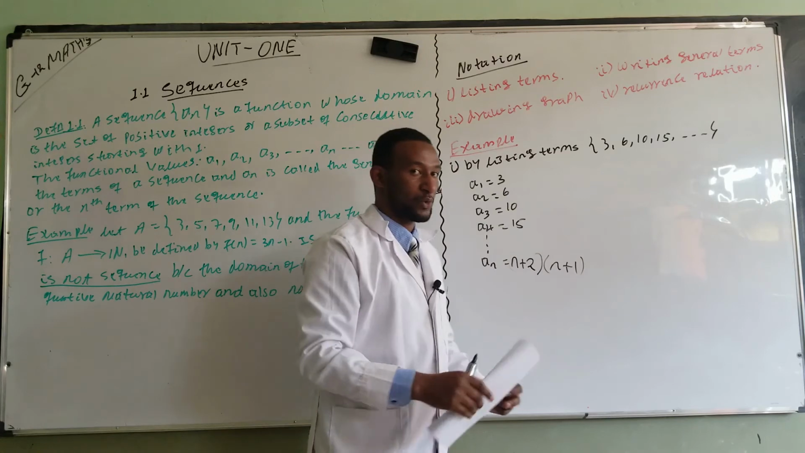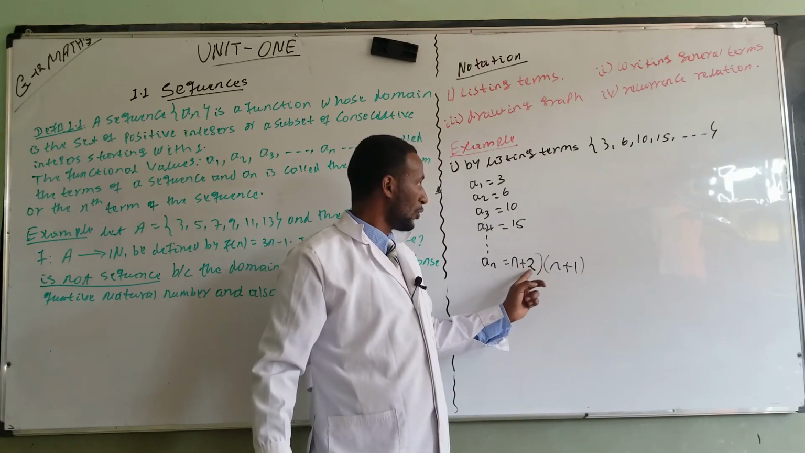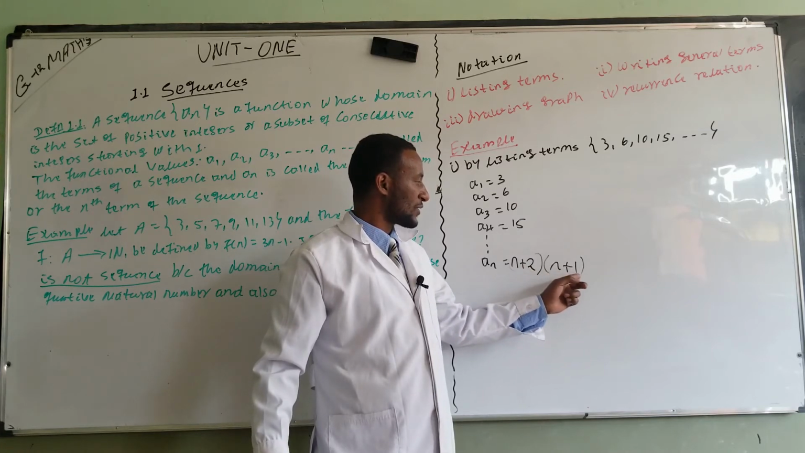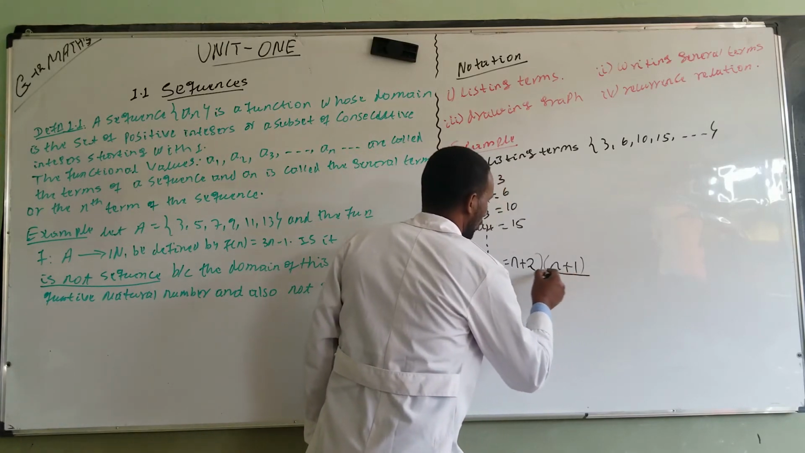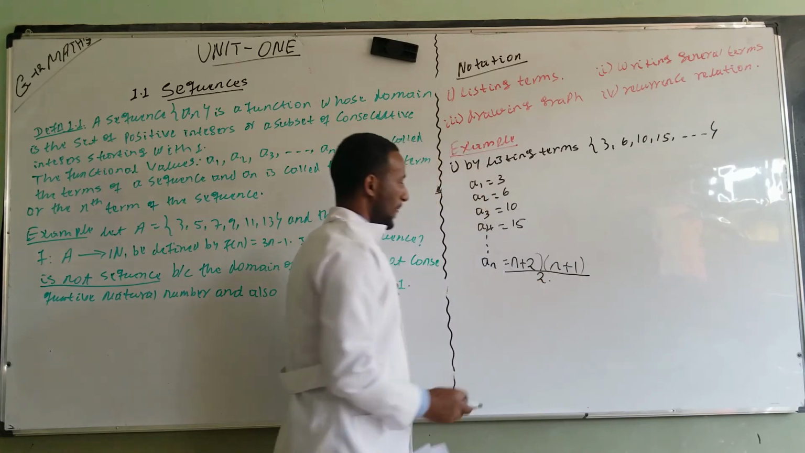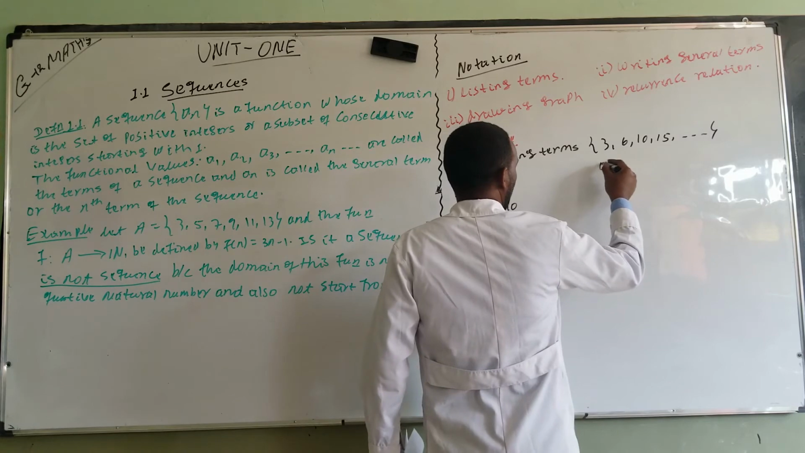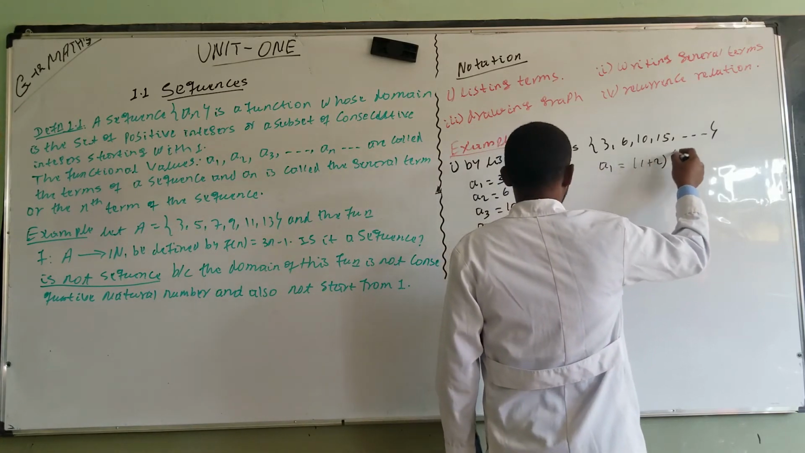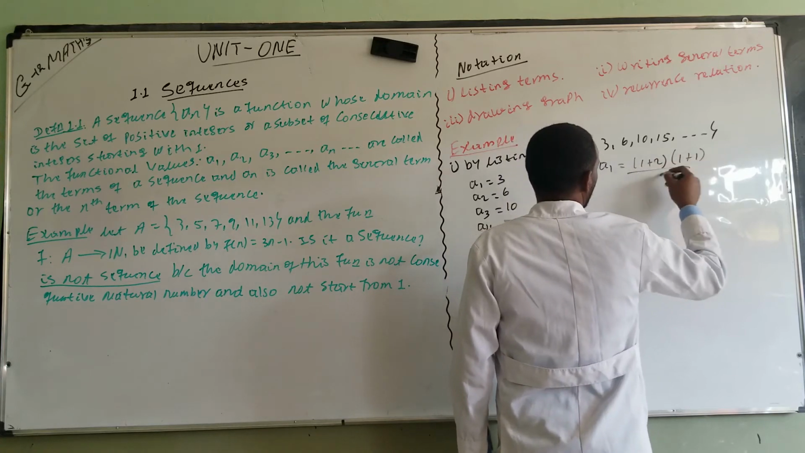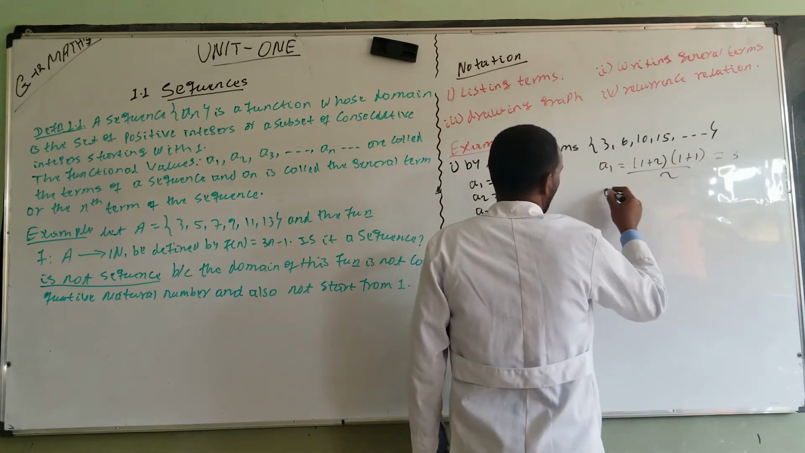To get the first term, when we substitute 1 here, 1 plus 2 is 3, and 1 plus 1 is 2. Then we have to divide this by 2. What is it when we divide by 2? Let us check. For A1, when we substitute 1, 1 plus 2 times 1 plus 1 over 2 is equal to how much? It is 2, and dividing by 2 gives 3.